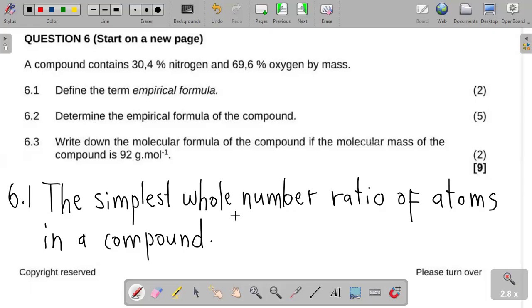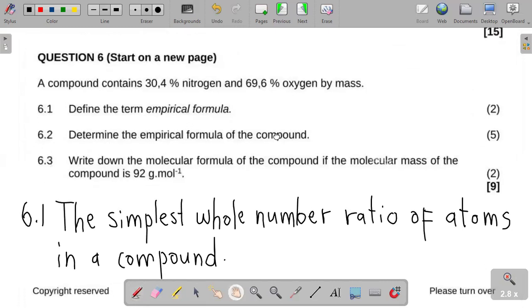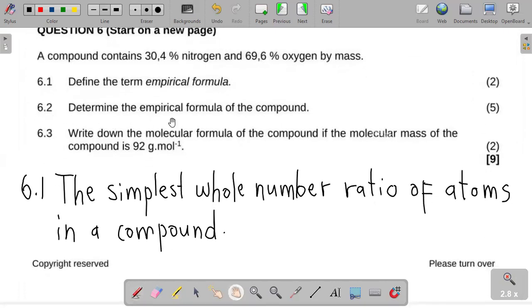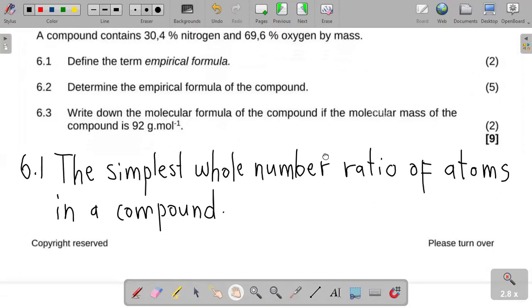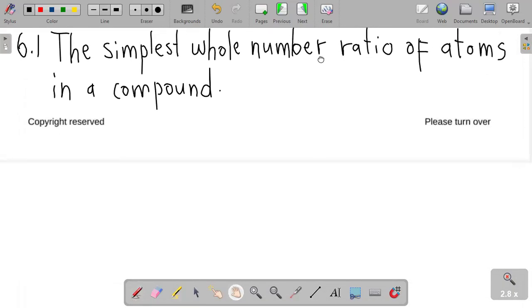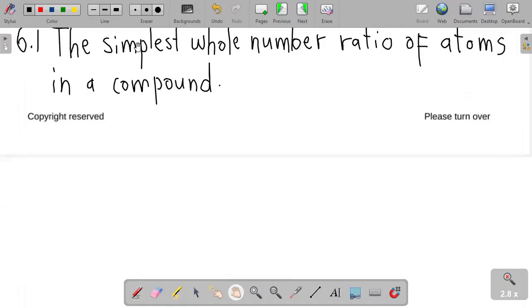Now they say determine the empirical formula of the compound. This is where we must use the table. 6.2, determine the empirical formula of the compound. So we draw the table here. And people, you should know the table by heart. The table is not given in the exam, so you should know how to draw it.